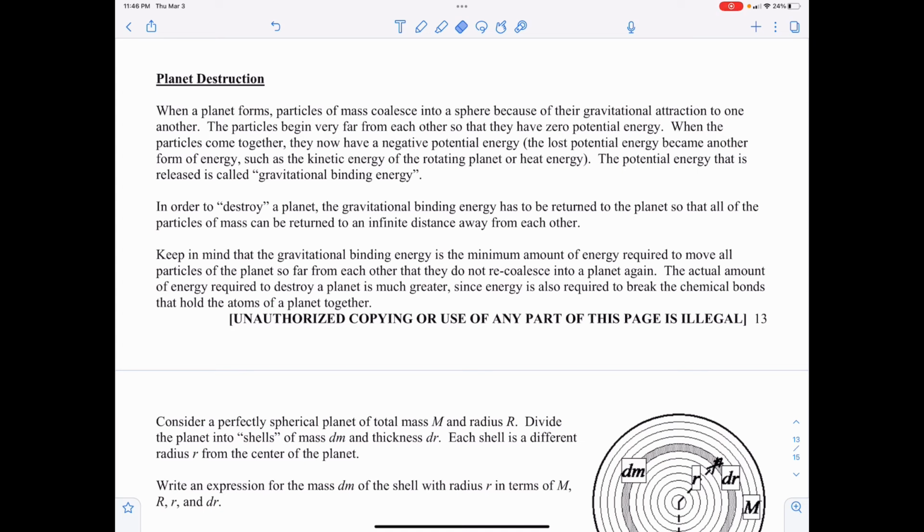Keep in mind that the gravitational binding energy is the minimum amount of energy required to move all particles of the planet so far from each other that they do not recoalesce into a planet again. Okay, in other words, gotta move them far. It's kind of that escape speed concept, right? These particles have to escape any gravitational pull so that they might not recoalesce. The actual amount of energy required to destroy a planet is much greater, since energy is also required to break chemical bonds that hold atoms of the planet together.